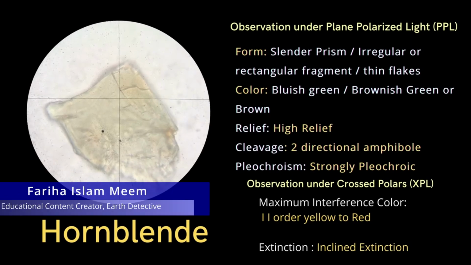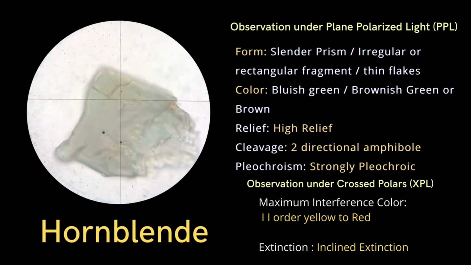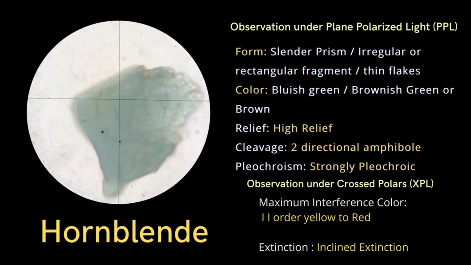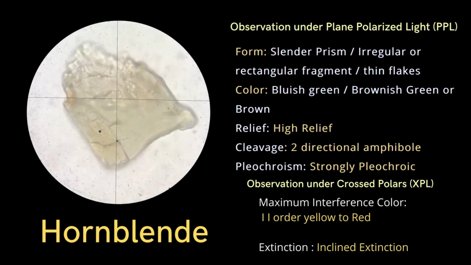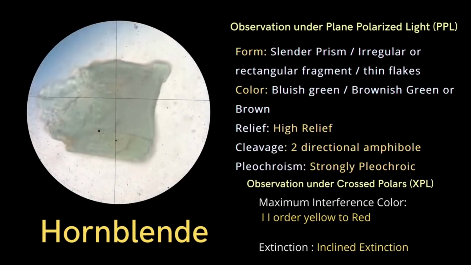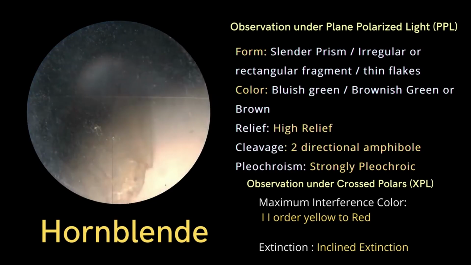Hornblende is a common and important amphibole mineral. Let's begin with plain polarized light or PPL observation. Hornblende generally appears as a slender prism or sometimes as irregular or rectangular fragments, even in thin flake forms.